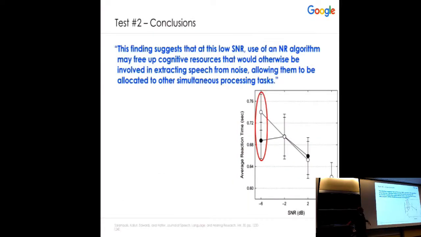This is just saying the same thing. The findings suggest that this low SNR use of a noise reduction algorithm may free up cognitive resources that would otherwise be involved in extracting speech from noise, allowing them to be allocated to other simultaneous processing tasks, like the visual side in this case.